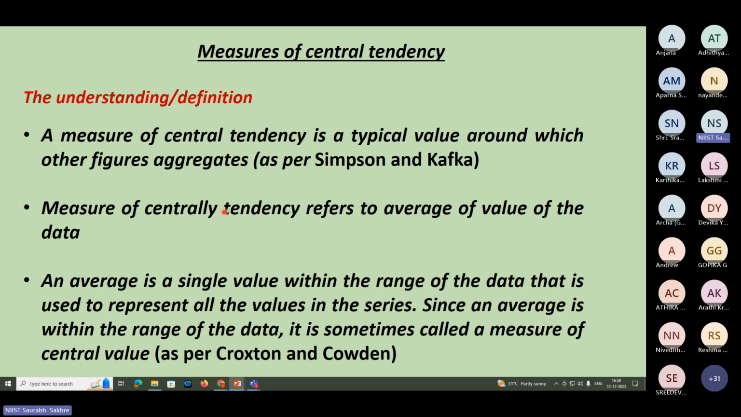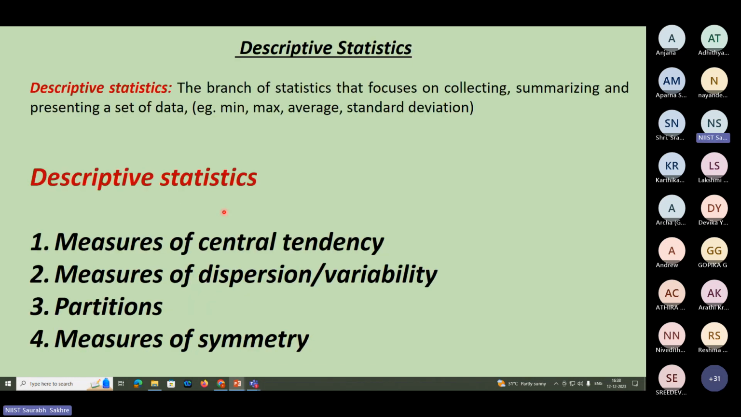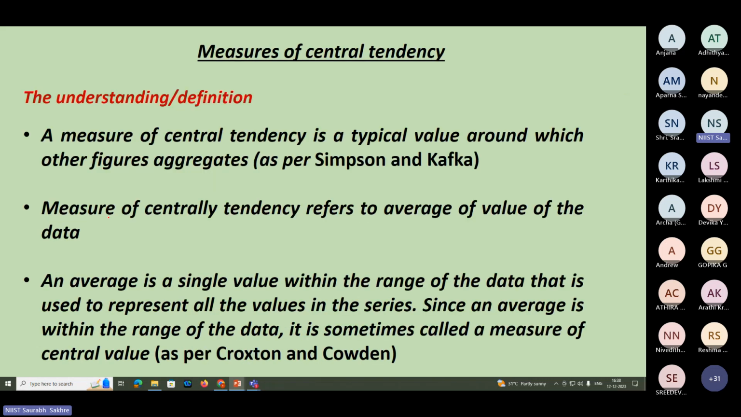Now, first, I would like to give you an understanding of measures of central tendency. We are starting with measures of central tendency, the first one. I would like to give you the understanding first. Definition anyway we will see. So what does central tendency mean? First I'll read, and then I'll give you some 2-3 real life examples, then you will understand. So what is a measure of central tendency?